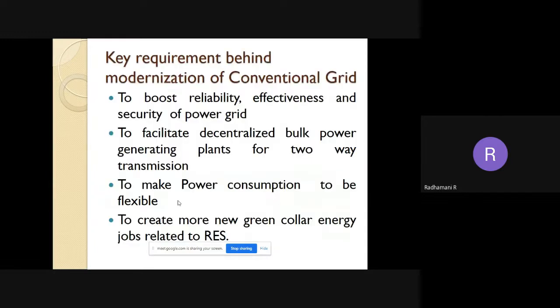And these are some of the key requirements behind the modernization of the conventional grid. The first one is to boost the reliability, effectiveness, and security of the power grid. The next key point is to facilitate decentralized bulk power generation, with generating plants for two-way transmission. The third one is to make power consumption flexible. And the final one is to create more green collar energy jobs related to renewable energy sources. So these are the requirements for why we are modernizing the conventional grid. The modernized conventional grid is known as a smart grid.